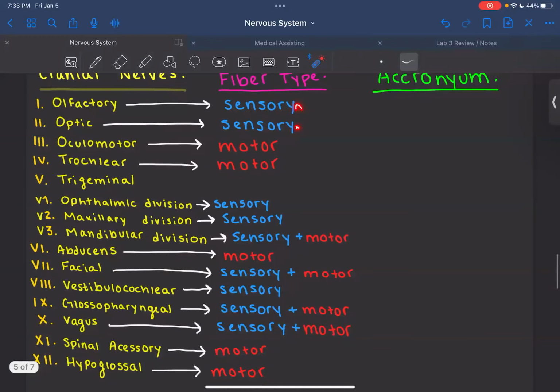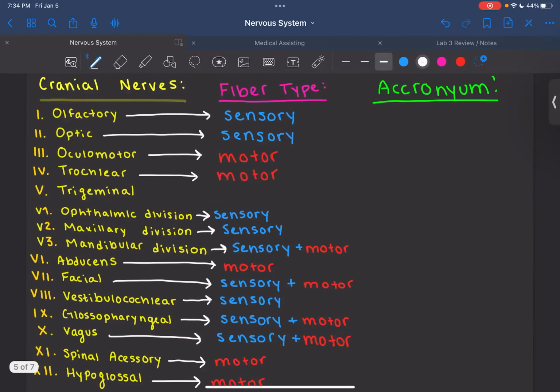We have sensory, motor, and motor. These ones, we have sensory, and then mandibular being both. We have motor, both, sensory, motor, motor. I'm not gonna talk about these in too much detail because I talked about those in my last video. So mainly, this is just the general fiber type. We're going to go into more specifics on the next page, but mainly this page is to show an acronym that helped me learn these pretty quickly that I just want to share and go over real quick.